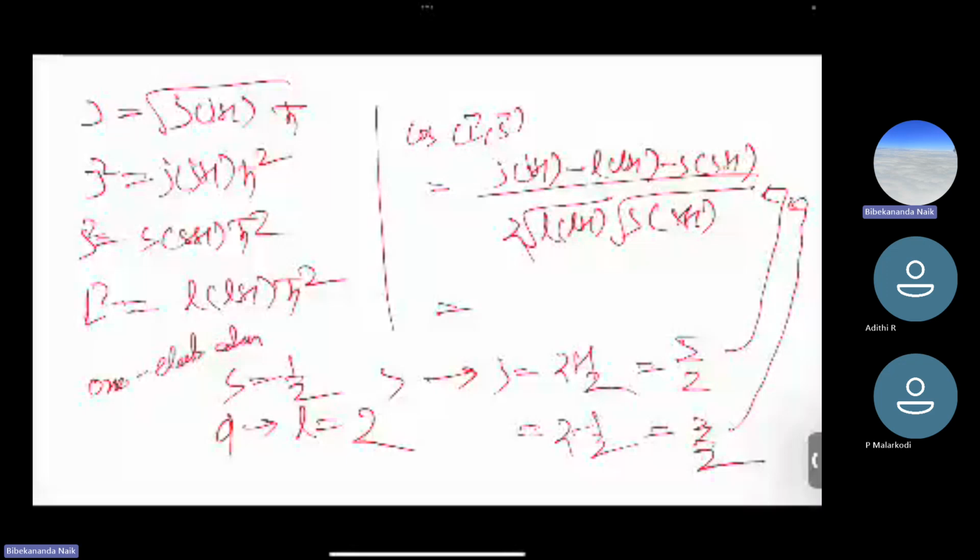If you put the values, corresponding to 5 by 2 it will be 61.9 degrees, and corresponding to 3 by 2 it will be 135 degrees. In the angle between Lz and L, we saw that if one value is theta 1, the other will be 180 minus theta 1. But here that is not the case, because we are calculating the angle between the L vector and S vector, so these two are quite different.